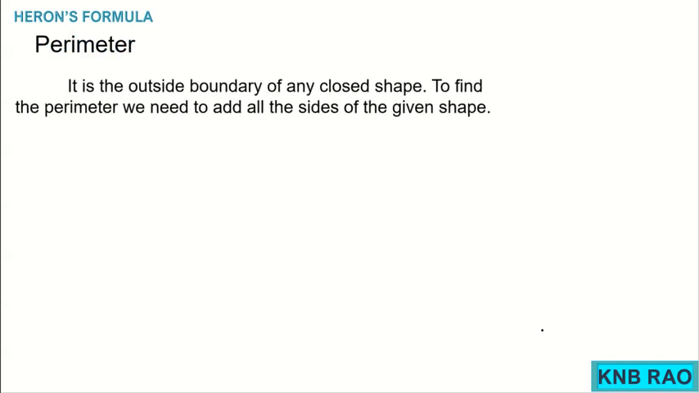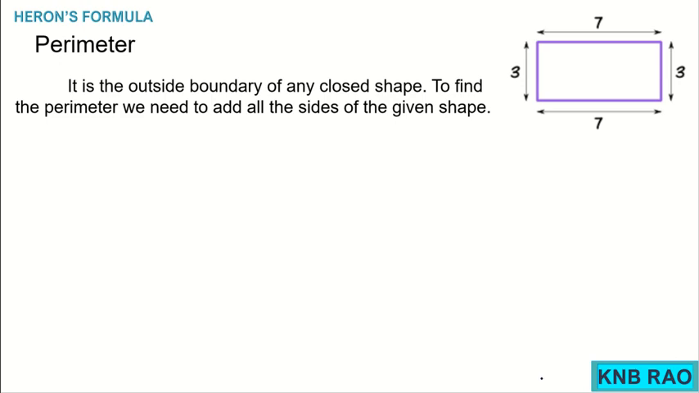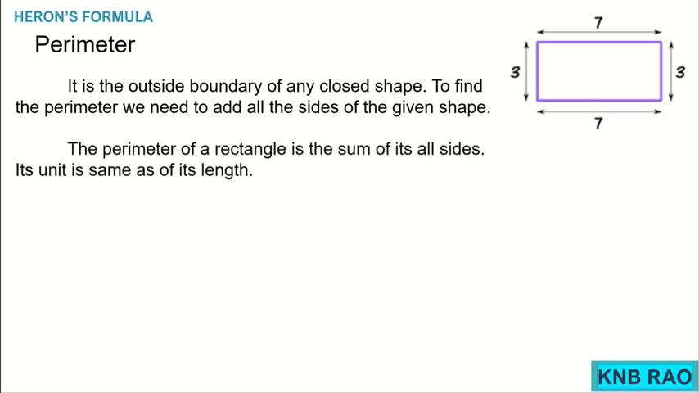Perimeter is the total length of the boundary. It is the outside boundary of any closed shape. We need to find the total length of that. To find the perimeter, we need to add all the sides of that given shape. For example, if you have got a rectangle of length 7 cm, breadth 3 cm, then the perimeter of that rectangle is the sum of all its sides, and you know the unit of the perimeter will be the same as the unit of the length.